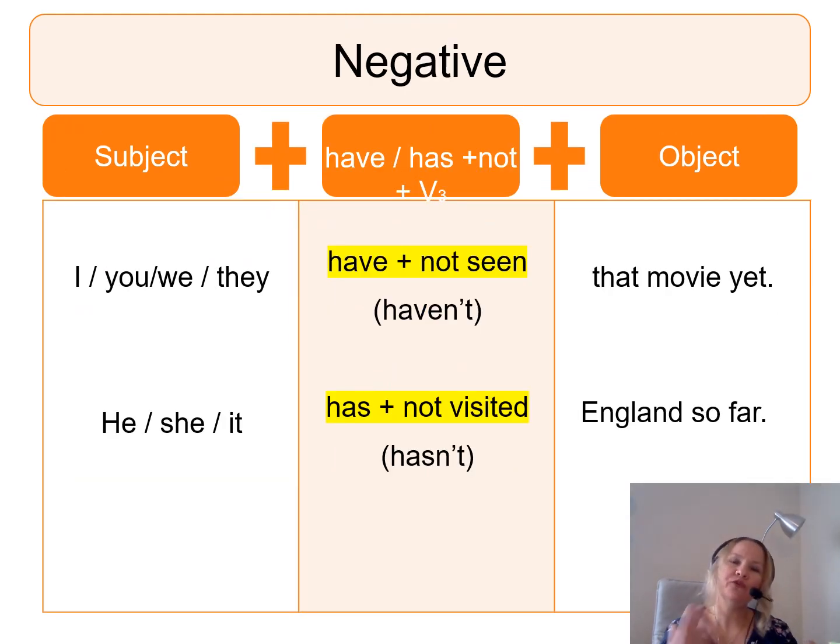Okay, to form a negative sentence, we have to put the subject again. Then we have and has.